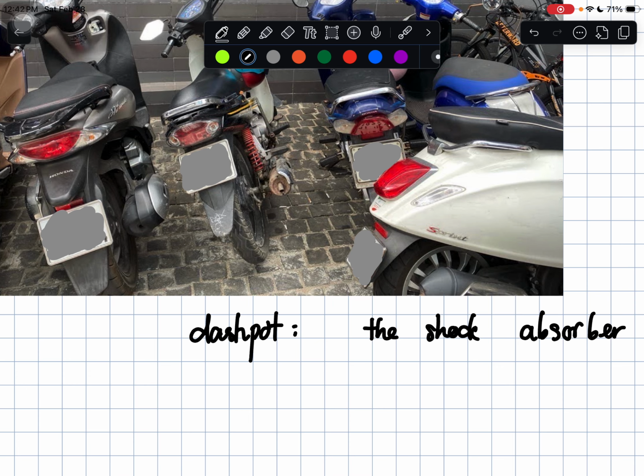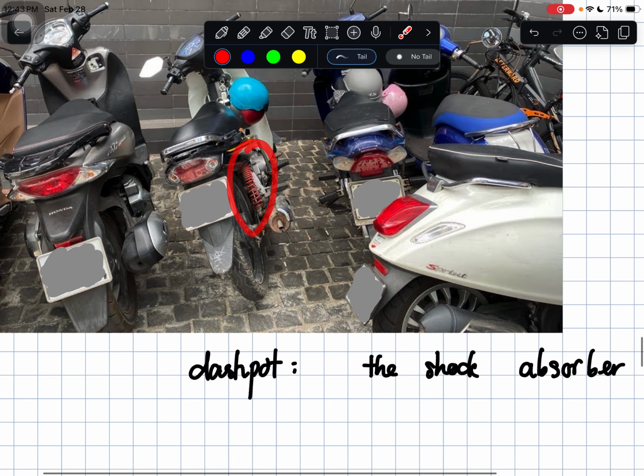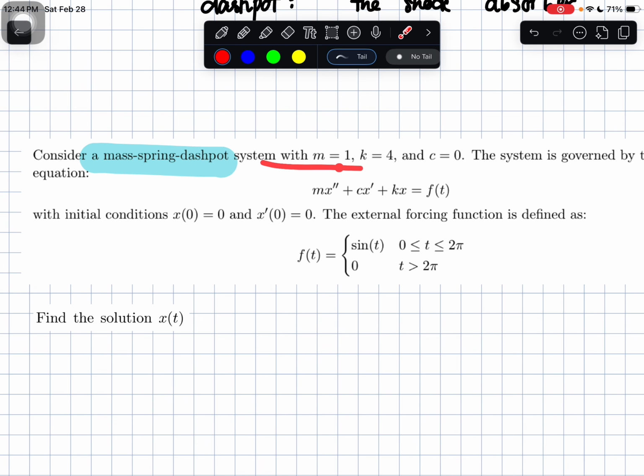So that one will help the bike. Without this, the bike would continue to bounce up and down after hitting a pothole. So that is one example of such a system. In this example, they give us the mass m equal to 1, k is the spring constant, the stiffness of the spring, and c equal to 0. In this case, the damping coefficient is 0.